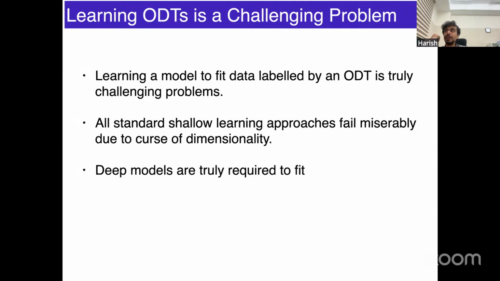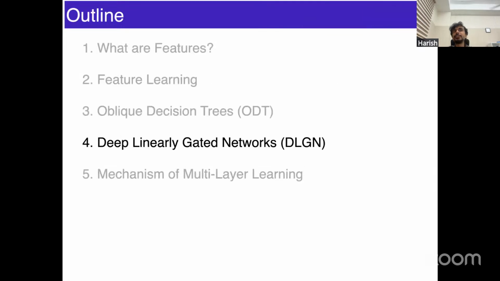If you try to fit, let's say, a k nearest neighbors or a kernel method, you will find that it just does not work. So if you have high dimensional data labeled by an ODT, you will be hard pressed to beat something like 60-70% accuracy. However, if you train a deep network, let's say a ReLU network or some other network, they do perform well. So deep models are truly required to fit, and they do perform well. Okay, so that's the data set.